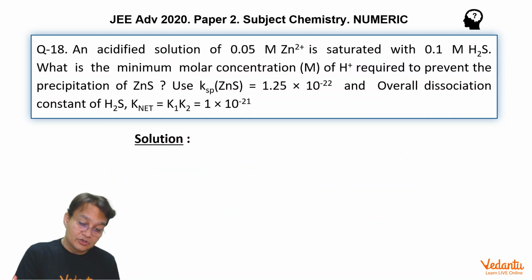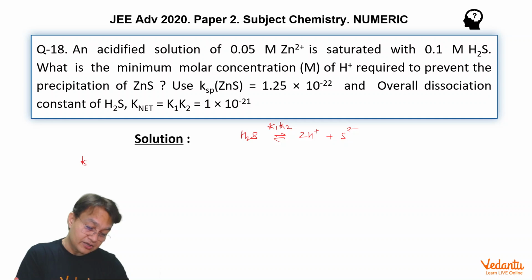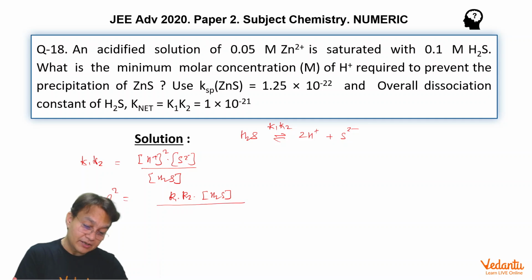So how to solve this problem? First thing, to establish this relationship. For this reaction, H2S in equilibrium with 2H+ plus S2-, we can write the equilibrium constant as K1 into K2. So K1 into K2 is equal to the concentration of H+ whole squared into the S2- concentration divided by H2S. So the concentration of H+ whole squared is equal to K1 into K2 into the concentration of H2S divided by the concentration of S2-.